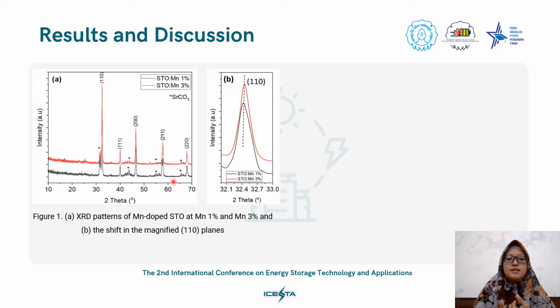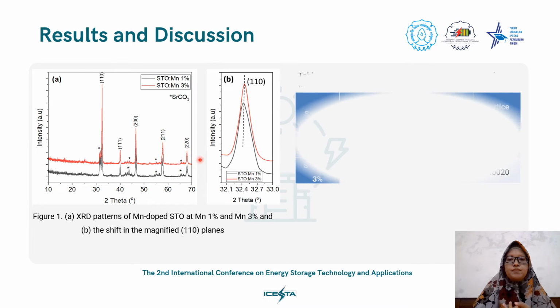Figure 1 shows the XRD pattern of the Mn-doped SrTiO3. The pattern matches the ICDD database for SrTiO3. Second, there is no manganese compound in the pattern, and third, the peak shifts. These three show that the doping has been successfully conducted.